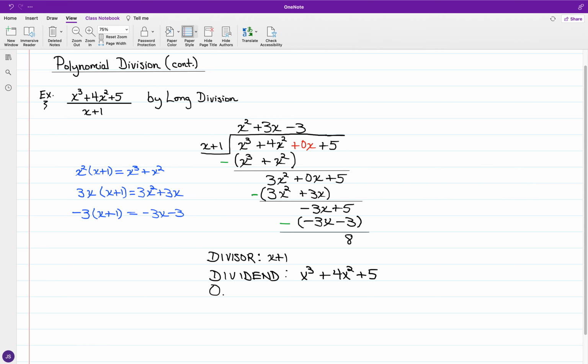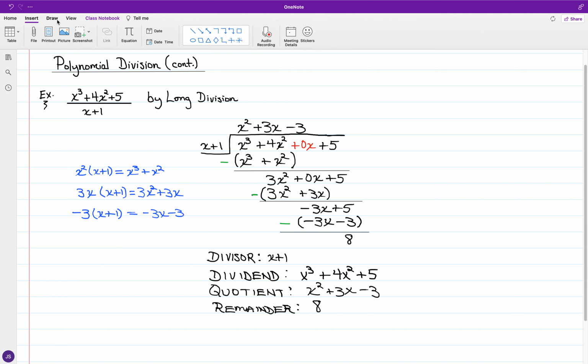And now for the quotient, how much x plus 1 will go into the dividend without going over. And so we have the quotient, and this is going to be x squared plus 3x minus 3. And in the case of the remainder, that is going to be 8.